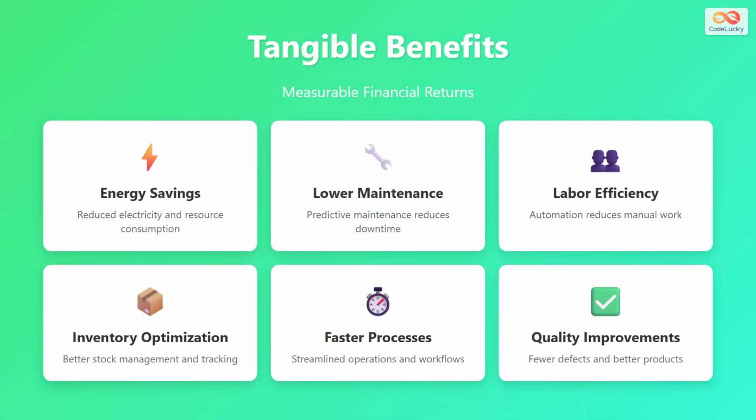Tangible benefits are the measurable financial returns from your IoT implementation. Energy savings reduce electricity and resource consumption, directly lowering utility bills. Lower maintenance costs result from predictive maintenance capabilities that reduce unexpected downtime. Labor efficiency improves through automation that reduces manual work requirements.